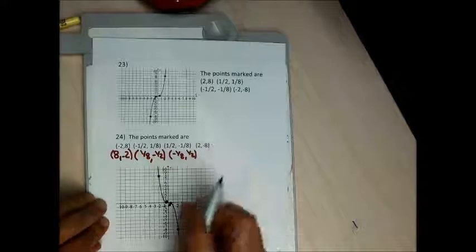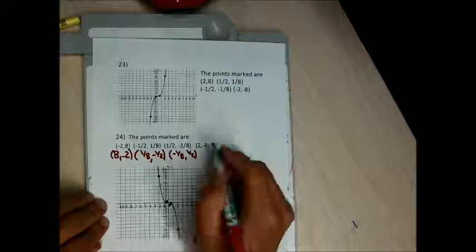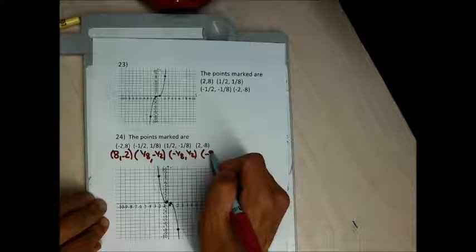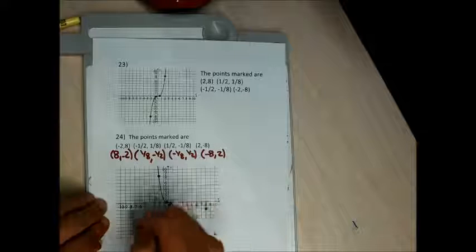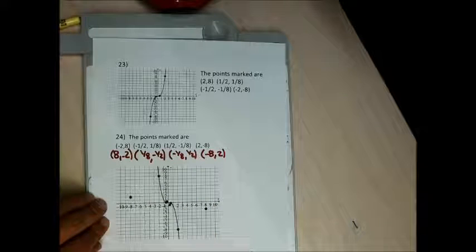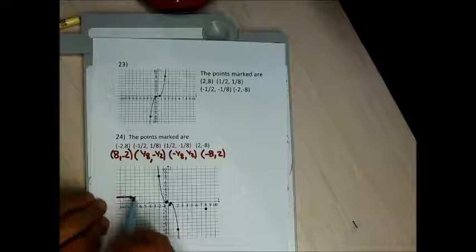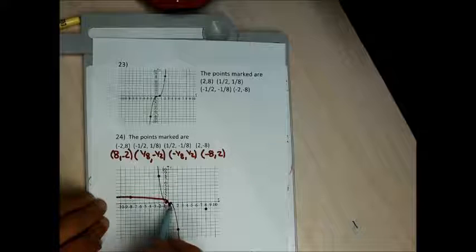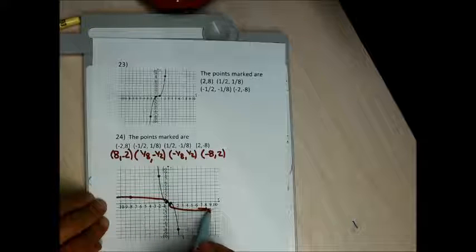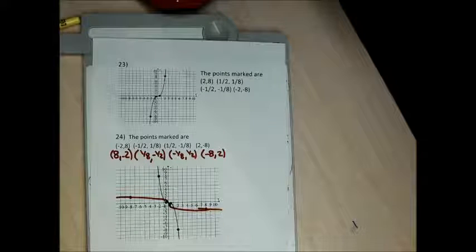And then the last point, there's the point +2, -8. My inverse is going to have the point -8, +2. And the point -8, +2 is going to be there. And I'm going to connect it with the same sort of S-y kind of shape. So I'm going to connect these points. Try to connect those points with the same S kind of shape.